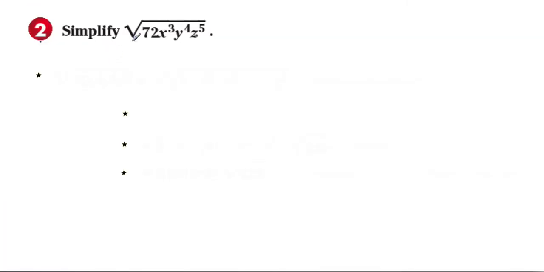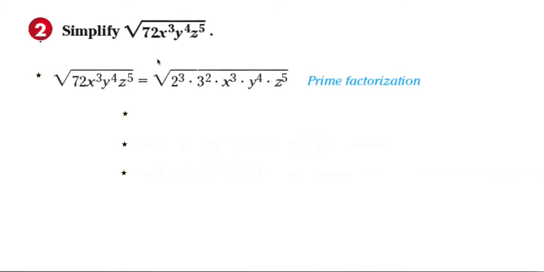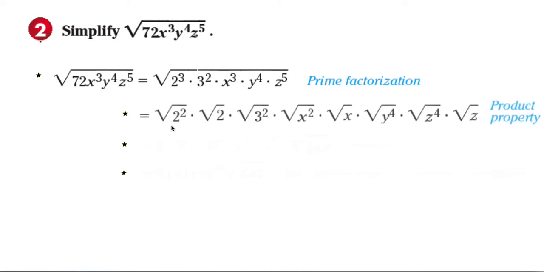So in example number 2, we want to simplify radical 72 x cubed y to the fourth z to the fifth power. First things first, we copy it down, and we get the prime factorization of 72, which is 2 cubed times 3 squared, and we simply copy down x cubed y to the fourth z to the fifth power. And then we break it down. We know that 2 cubed, according to our rule from the last slide, is actually 2 squared times 2, and 3 squared times x squared times x, and you have y to the fourth times z to the fourth times z. Now how did this happen?